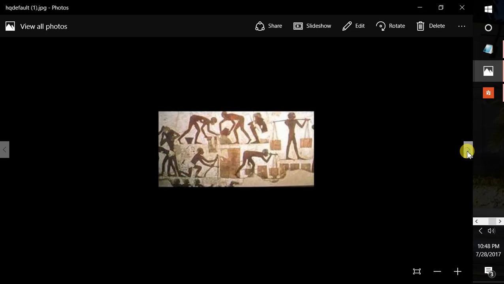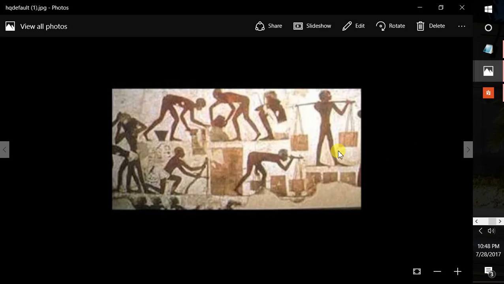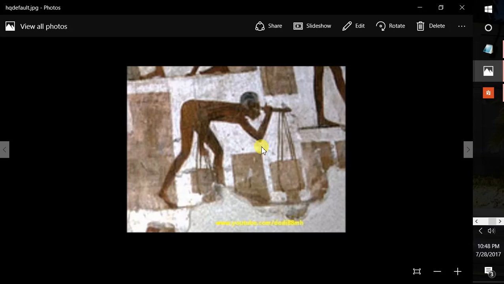Let me show another slide right there. That's still the same slide showing you how these people lifted up the blocks and built the pyramids. All right, there's all relief painting in Egypt. Okay, and this is another example showing you how they lifted all those heavy blocks, huge man giants.